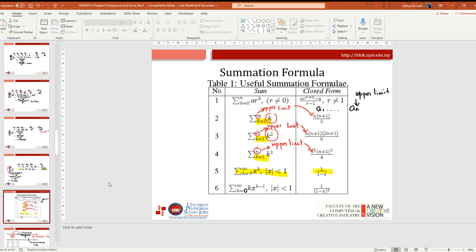Summation formula. Use the upper limit. This one, the upper limit, we put n here, plus 1, divide by 2. Here also the same upper limit, and n plus 1. Here also the same, n power of 2. This one is the upper limit n.